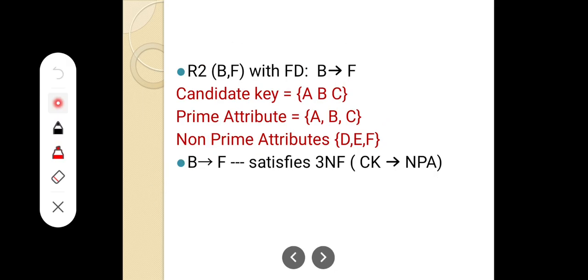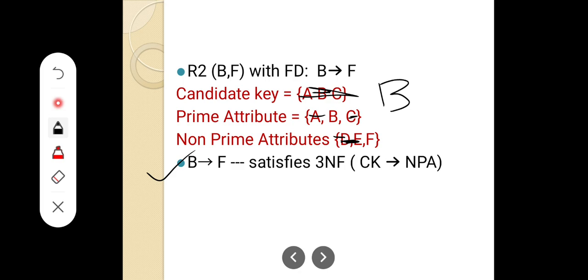Does R2 require any decomposition? Look here, R2 is B, F. Here the candidate key is actually not ABC; we have considered it as B. So the prime attribute is B, and the non-prime attribute is F. B determines F. Clear? Since B is a super key or a candidate key, this is satisfying.